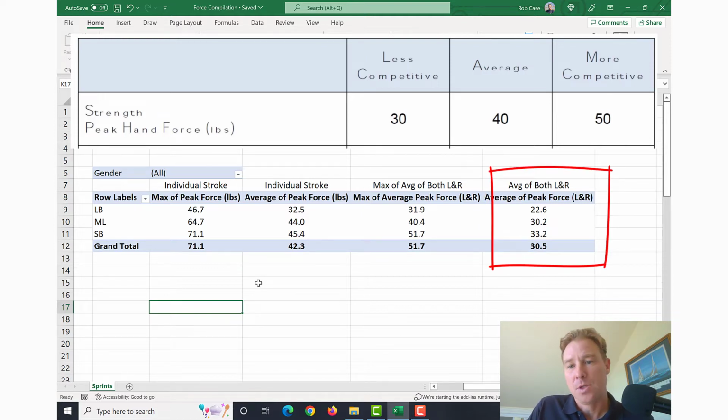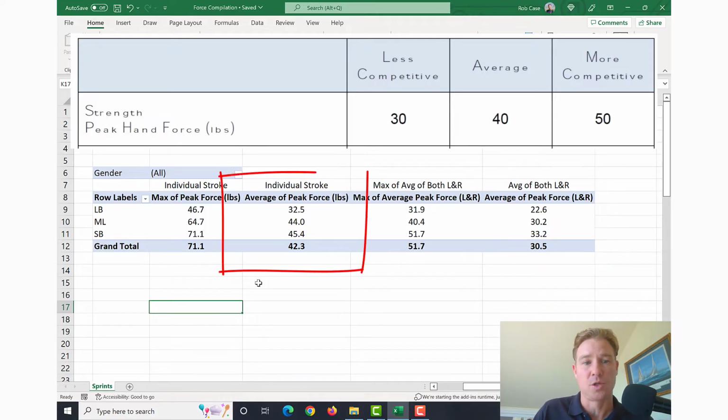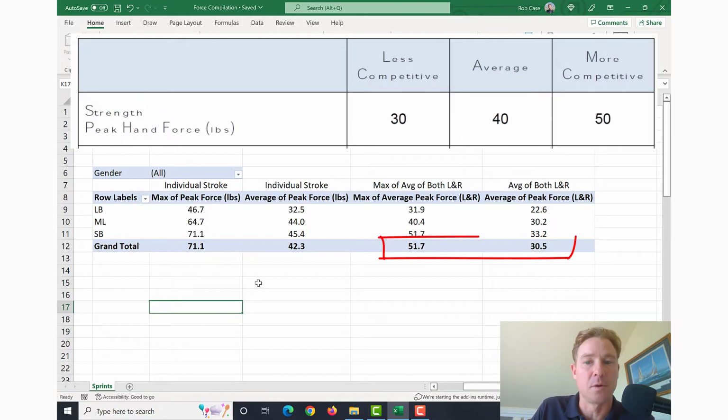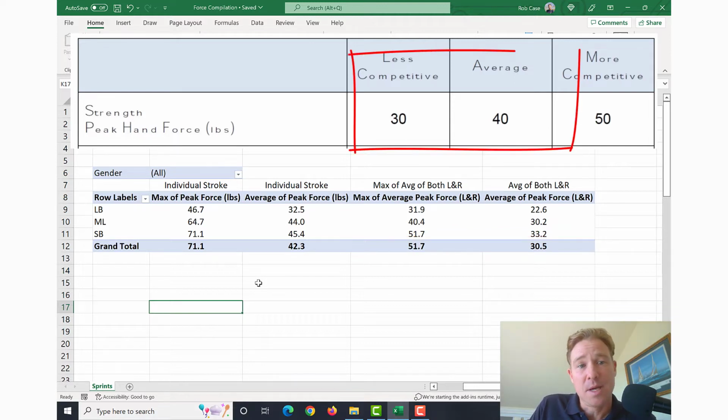So, again, you've got an individual stroke that's in the 40 range. The absolute top end that we've ever seen is 71 pounds of force. But really, if we're looking at the entire test for each individual, we're looking at 30 to 50 pounds of force. That's really, when we look at the average peak force, both the left and the right, we're looking at 30 to 50 pounds. So again, from the lower end, less competitive swimmers, all the way up to the more competitive swimmers.